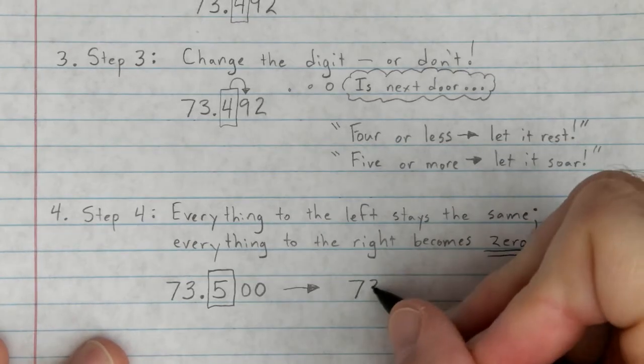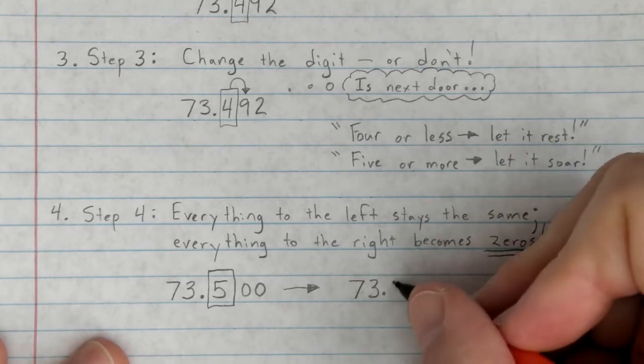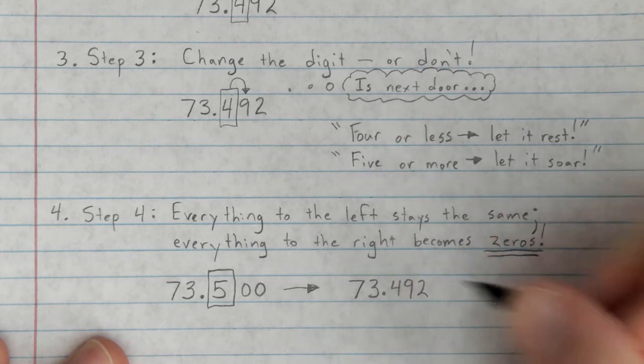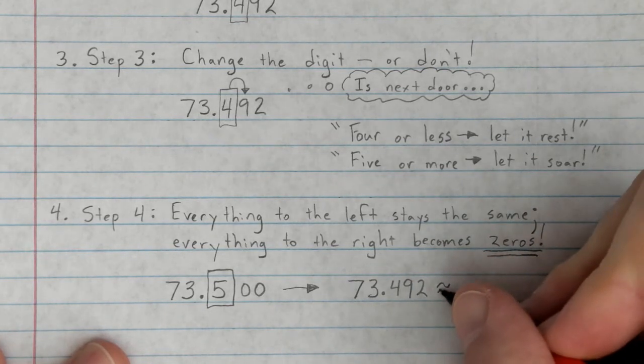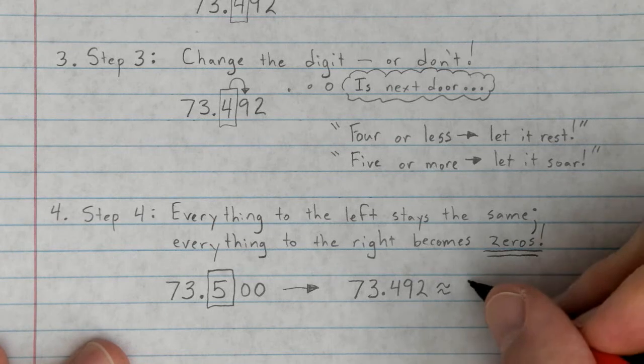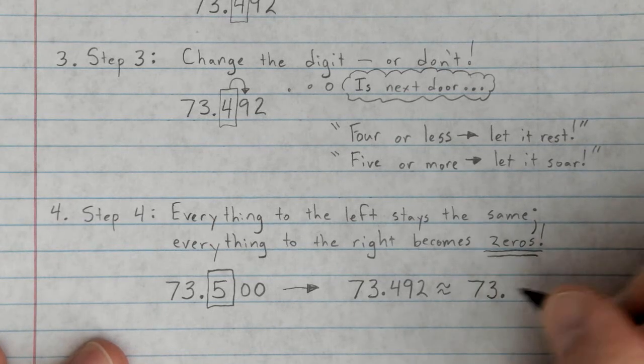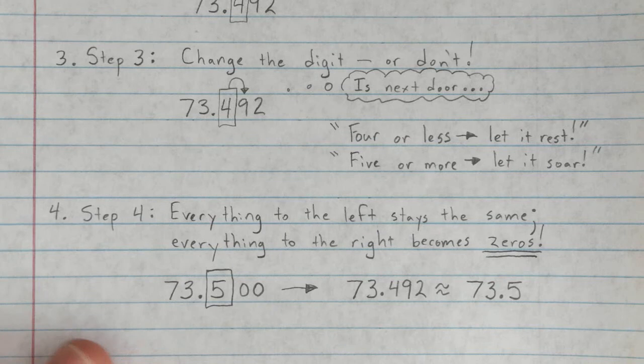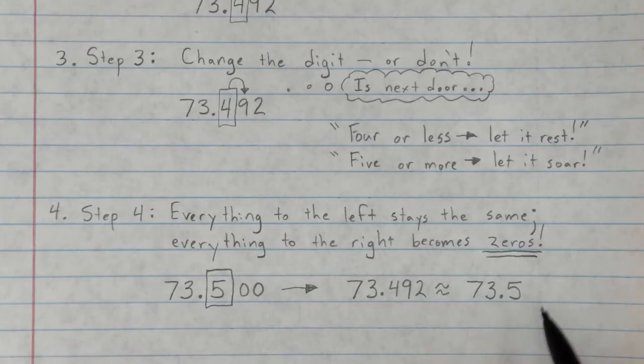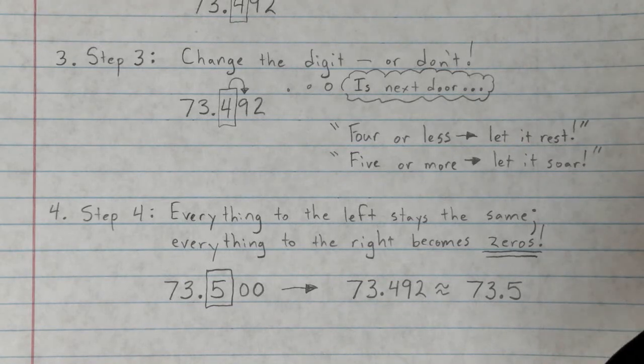So our original number, 73 and 492 thousandths, is approximately equal to 73 and 5/10. And 73 and 5/10 has fewer digits, which means it's probably easier to work with if I need to multiply or divide or anything like that. Now, obviously, there are lots of times where you need the exact specific number. We can't round for that, but rounding can still be helpful for checking our work.